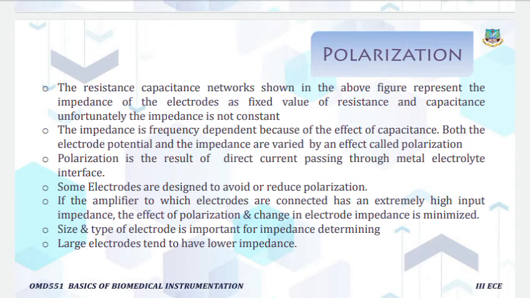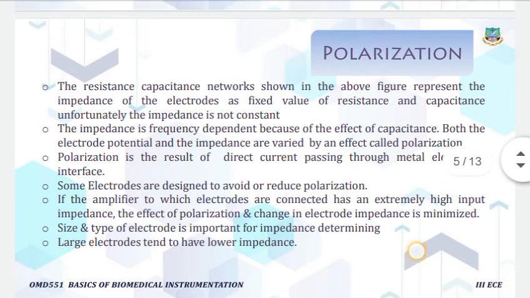Both the electrode potential and the impedance are varied by an effect called polarization. Due to this polarization, the electrode potential and the impedance will vary. Polarization is the result of direct current passing through the metal electrolyte interface. So this polarization is due to the current. We know there will be some current passed through the metal and the electrolyte interface, and because of this passage of current, the polarization will occur.